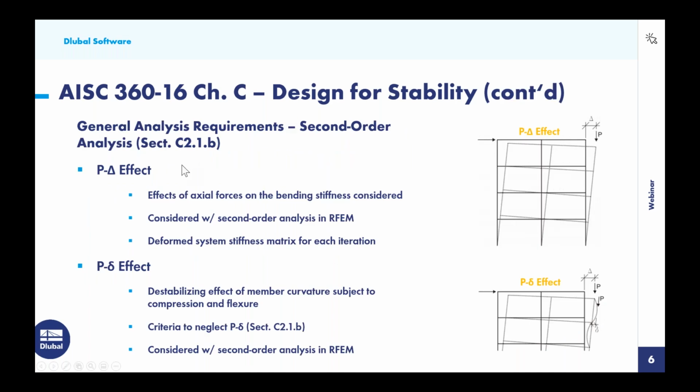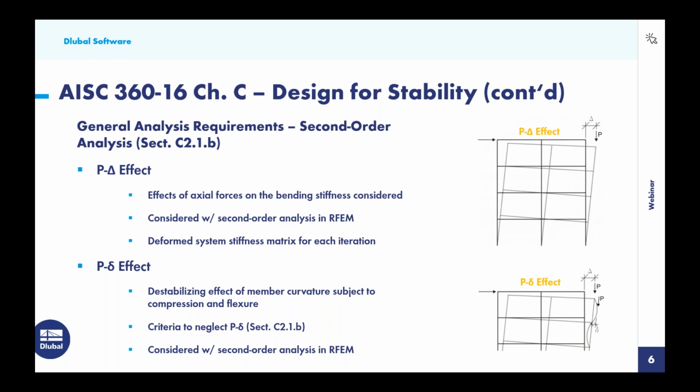So taking a look at second order analysis laid out in section C2.1b. The first requirement is to take into consideration big P delta effects. So this is essentially where the axial forces and their effects are having on the bending stiffness within the structure.